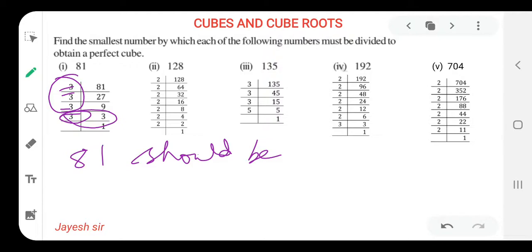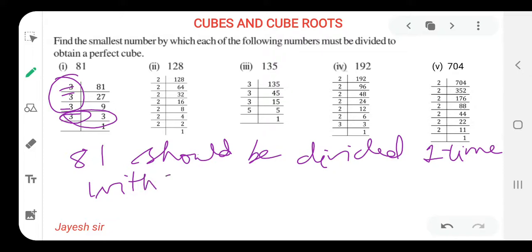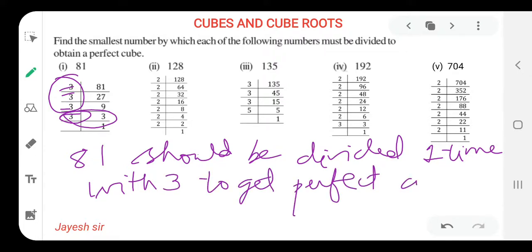In multiplication, if 1 time 3 is there, then we multiply to get a perfect cube. But in this one, 81 should be divided by 3 to get a perfect cube. What I am trying to explain with the help of a statement is: what should 81 be divided by? 1 time 3. If we divide 81 by 3, we will obtain 27, that is the cube of 3.